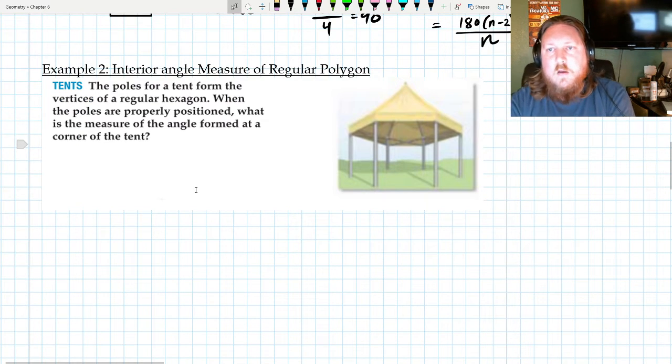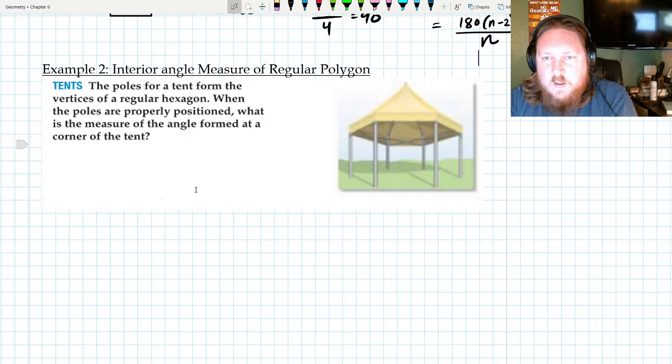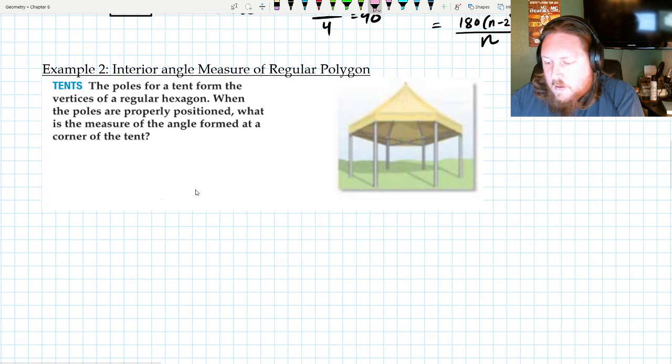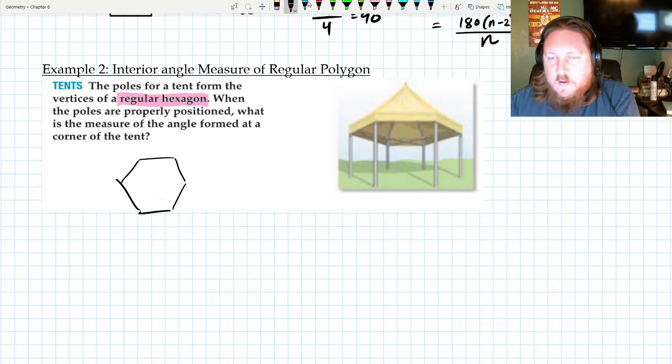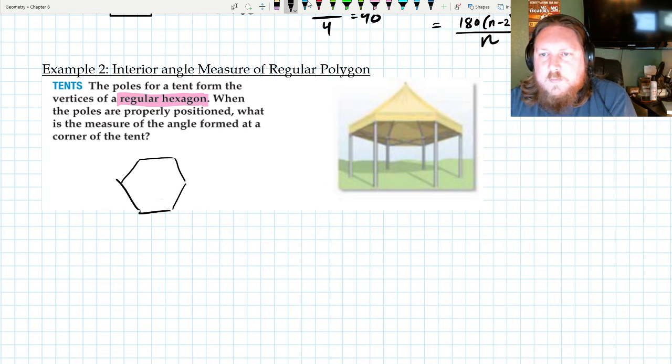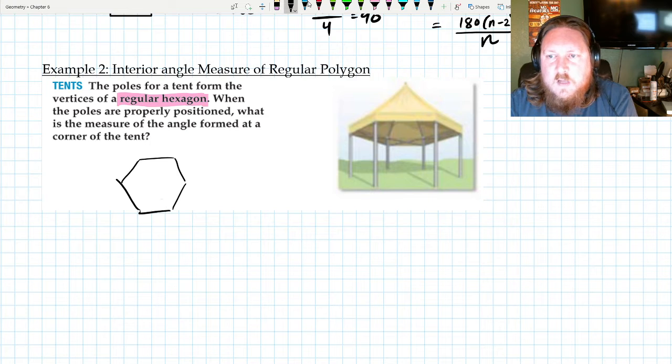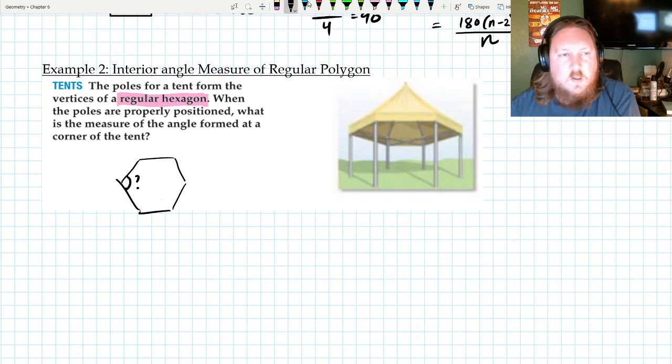Example 2. Interior angle measure of a regular polygon. The poles for a tent form the vertices of a regular hexagon. So it's telling me not only that it's regular, but how many sides it has, because a hexagon has 6 sides. And all the angle measures are the same. When the poles are properly positioned, what is the measure of the angle formed at the corner of a tent? So they're asking for one single angle.